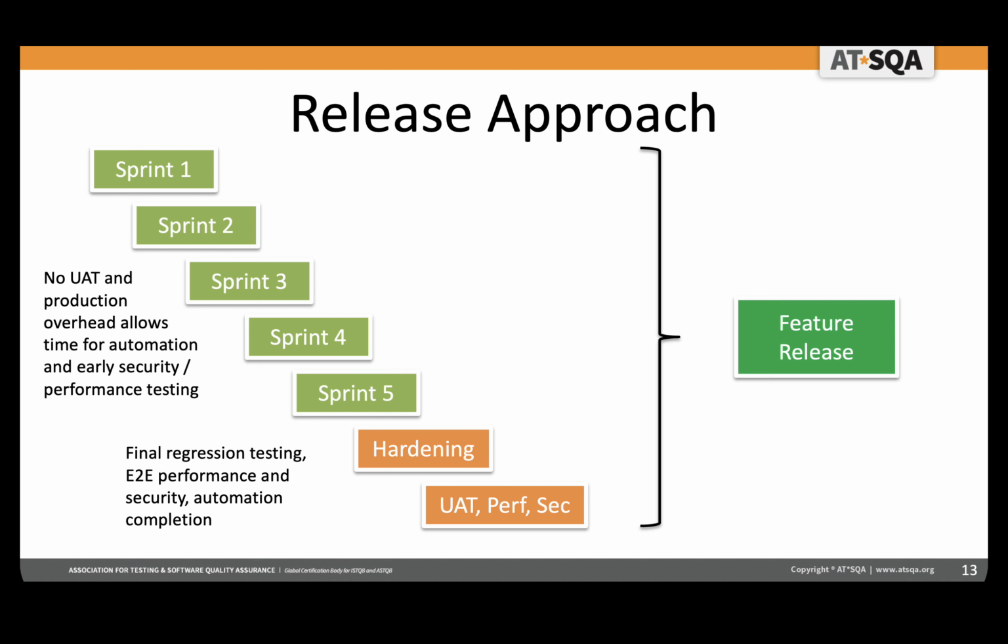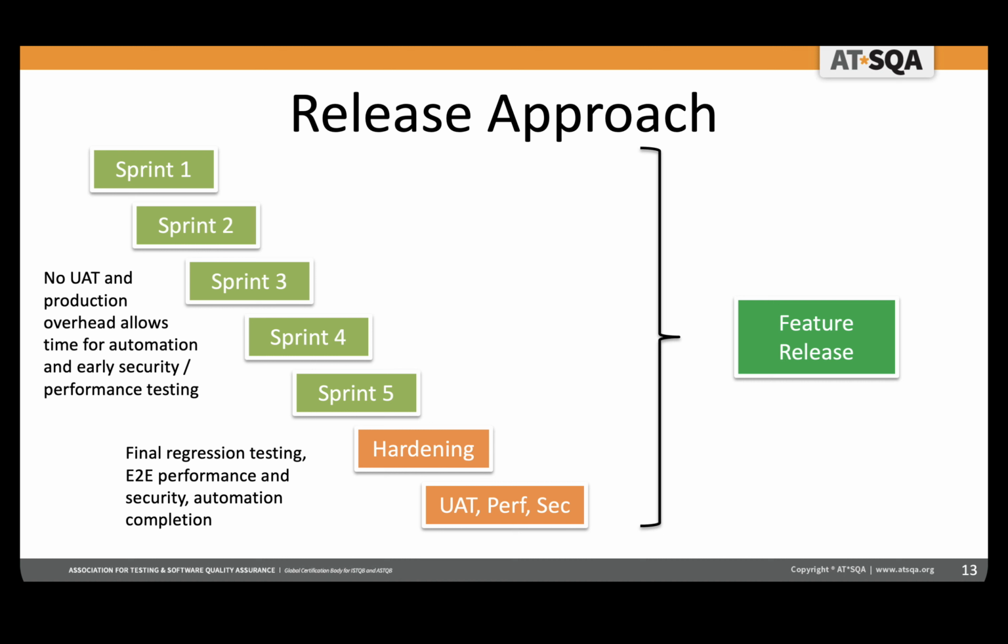So I've taken away having to do production support, UAT support, and production deployment prep, and put that into automation. And I can also do my early security and early performance testing because I've got more time now. But I still need this hardening sprint and the UAT and performance specialty areas in order to actually do the final parts.